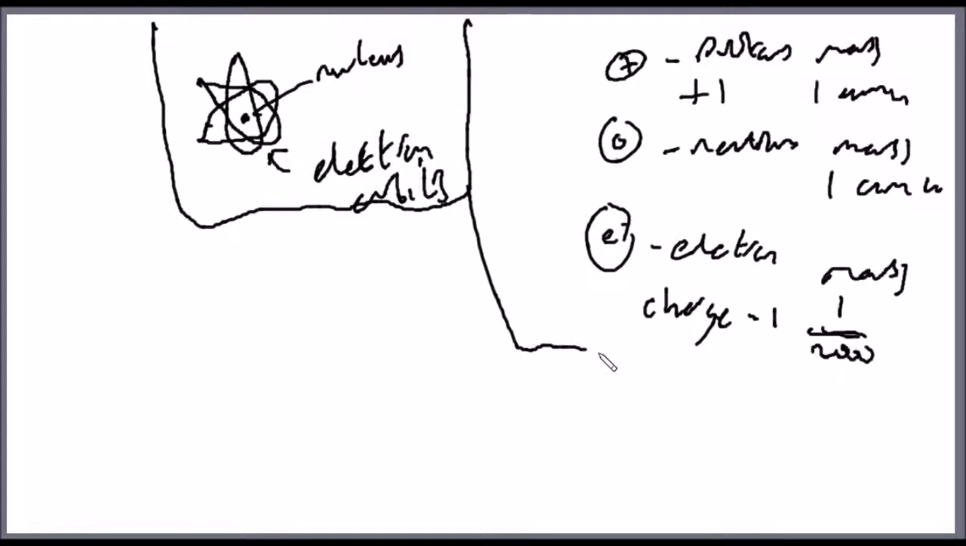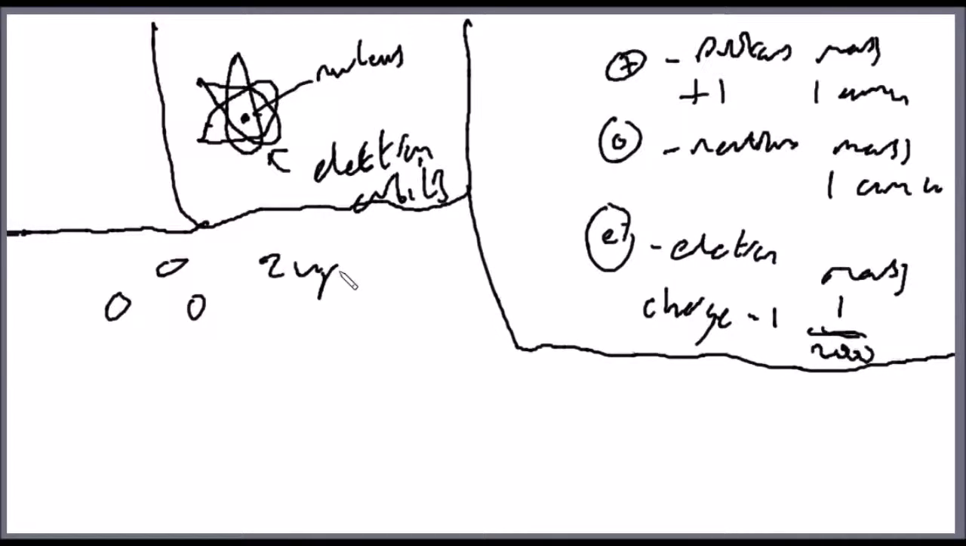Now, we have to go one step further. Basically, protons and neutrons are also made up of particles. These are called quarks. So a proton is made up of 2 up quarks and 1 down quark.